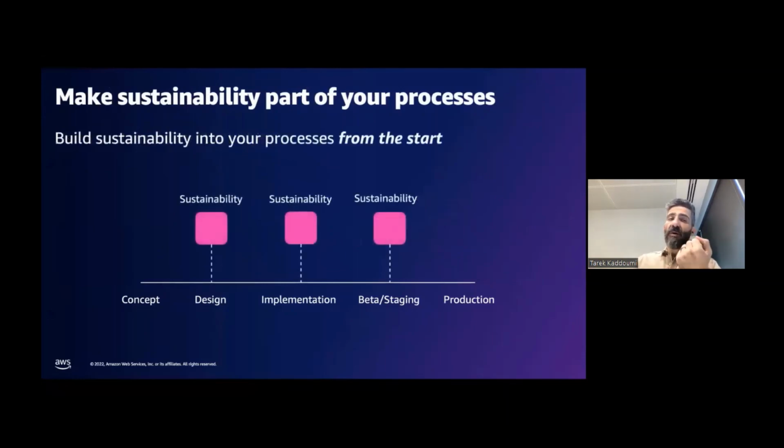And it would be also better to have your sustainability revised, checked, and visited at every stage in a continuous and iterative way.